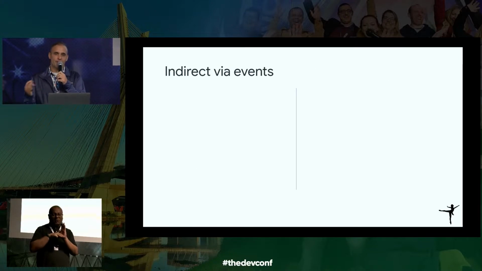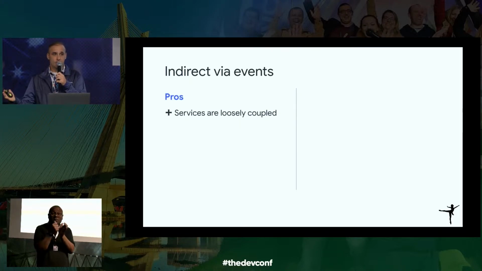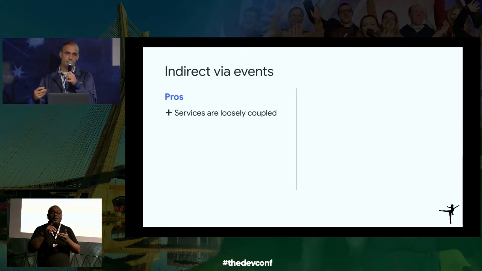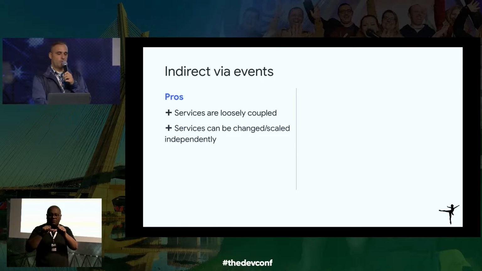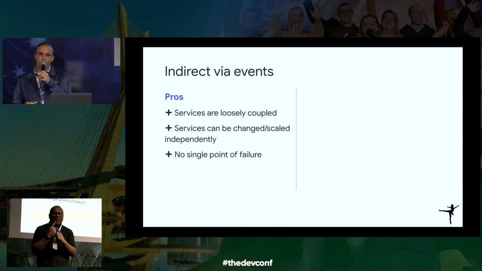Now, of course, everything has pros and cons. In event-driven architectures, the pros are, first of all, that your services are loosely coupled. They don't know about each other, and that's a really good thing because your services can be changed and scaled independently. So if you need to change one of the services, you don't really need to worry about other services so much, because they're not calling each other directly.